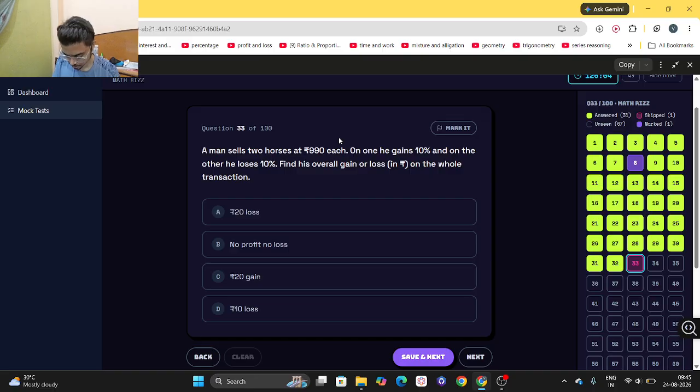CP is X for one, and he's selling it at 10% gain. So 11 by 10 into X is equal to 990. X is equal to 900. CP is 900 for the first one, and SP is 990.